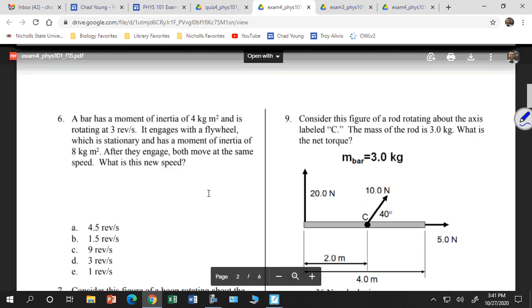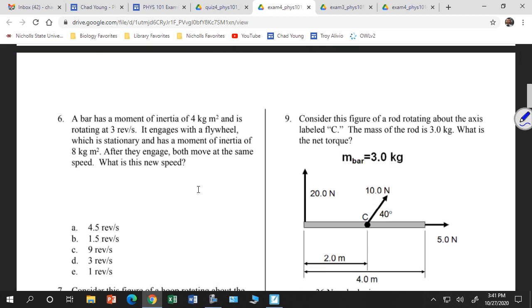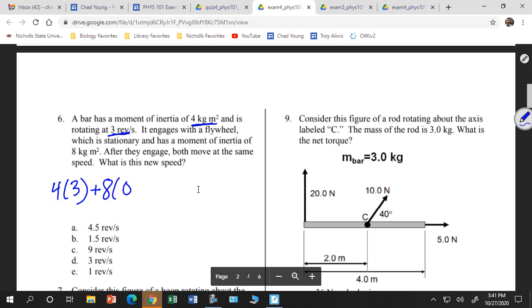This is a question about angular momentum, where you have two objects that are coming together. I mentioned that earlier. We did an angular momentum problem, but in this one, I have a bar that's coming together. Let me just work this one. So I have a bar with a moment of inertia of 4, and it's rotating at 3. So 4 times 3. And then it engages with a flywheel, which has a moment of inertia of 8, and it's not rotating at all. And I want to know what is their new speed.